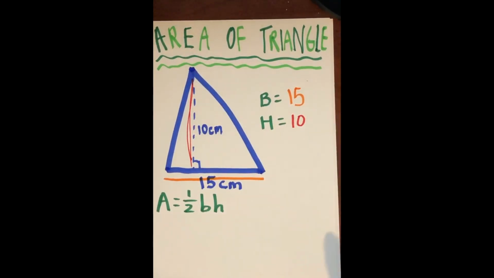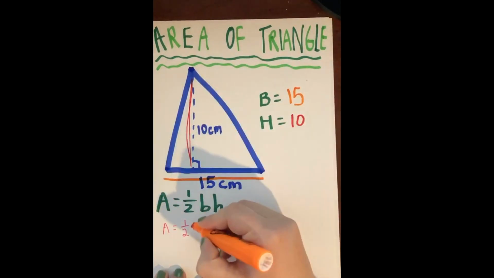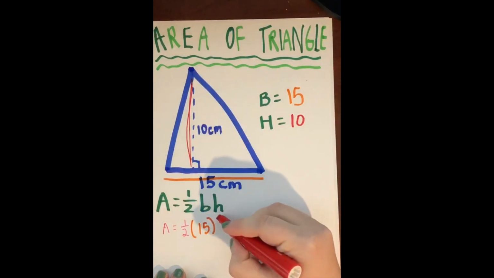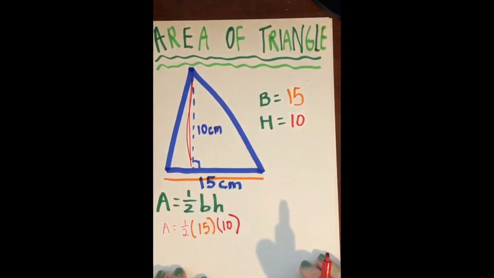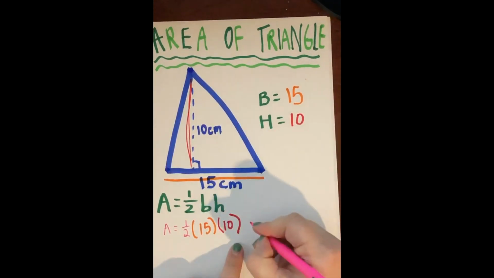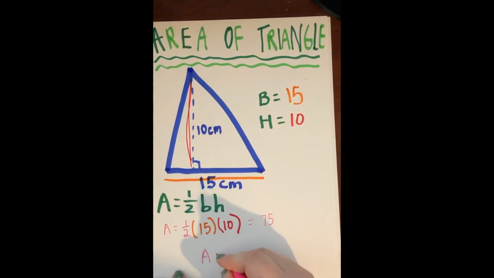So now that I have this, all I have to do is plug in my numbers into our formula. So area equals 1/2. Our base is 15. And our height, which is 10. The next step is just multiply across. So if I was to multiply 1/2 times 15 times 10, I'd get 75. So the area of our triangle is 75 centimeters squared.